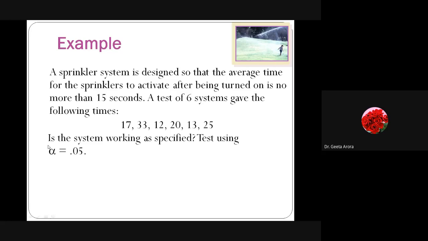Now what we are looking for is whether the system is working as specified. What we have specified is that they take no more than 15 seconds. Here we have a small data set. We have checked only 6 systems. Earlier, in the examples for the z-test, we took samples like 200, 50, 400. That means every time the sample size was more than 30.